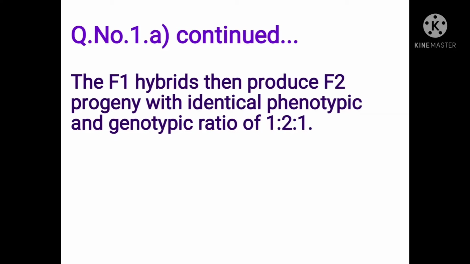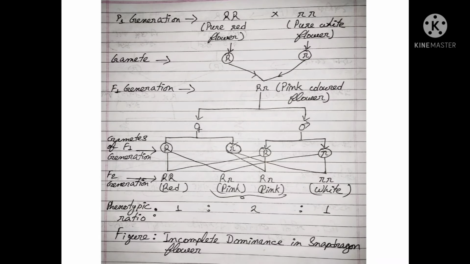The F1 hybrids then produced F2 progeny with identical phenotypic and genotypic ratio of 1:2:1. Here I include a figure which shows incomplete dominance in snapdragon flower.